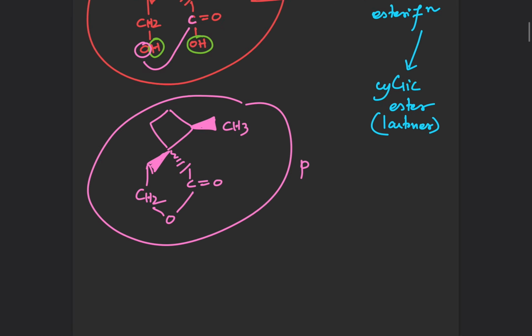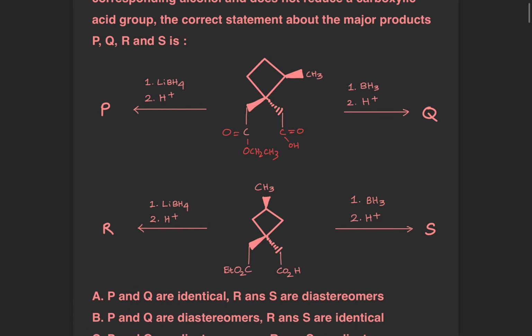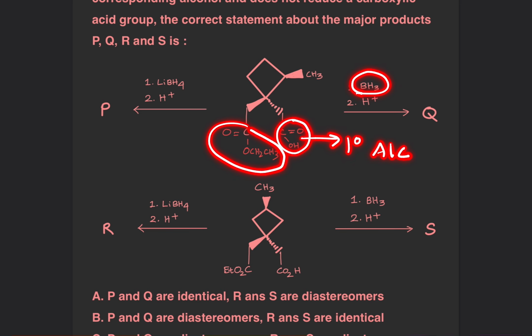To get Q, we react our original compound with the first reagent, that is BH3, which is borane. Okay, remember, when a carboxylic acid and an ester are both present in an organic compound, borane, that is BH3, selectively reduces the carboxylic acid to a 1 degree alcohol, and it does not reduce the ester. Okay, it leaves the ester group entirely untouched.